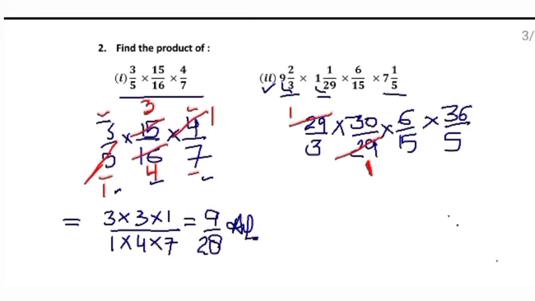Okay. Now this 3 and this 6. 3 ones are 3, 3 2s are 6. Okay. This 15 and this 30. 15 ones are 15, 15 2s are 30. Okay. Now check, numerator is 2 multiply 36 and denominator is 5. Numerator and denominators are not divisible by any same number now.